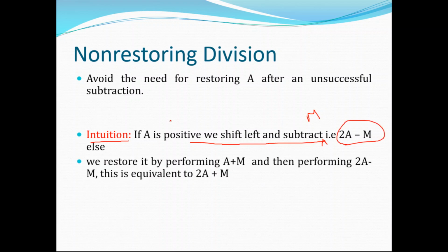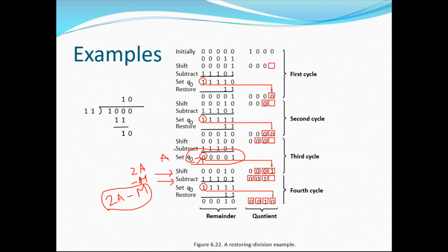If a is negative, else means what? If a is negative, then what we do is restore a. First we restore a. See here the case of a negative. So this is a case where a is negative. Here whenever a is negative, first we restore a by adding m to this.